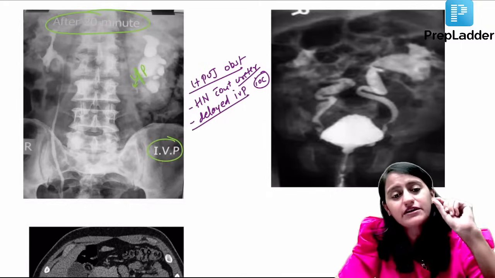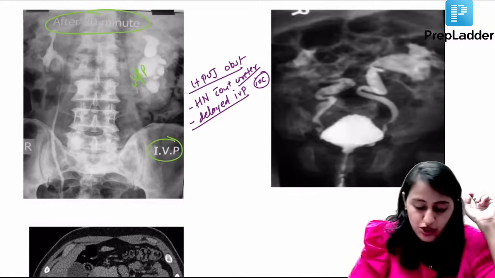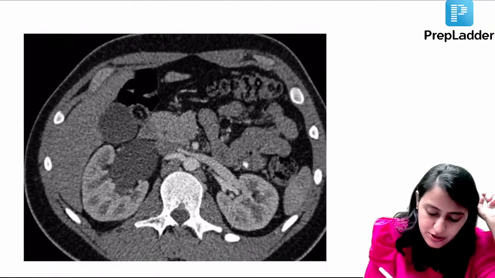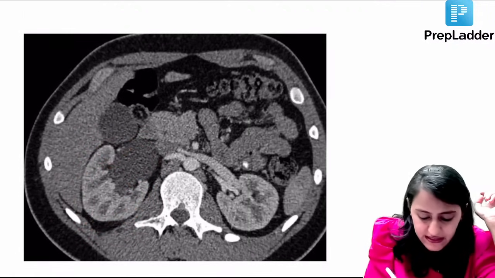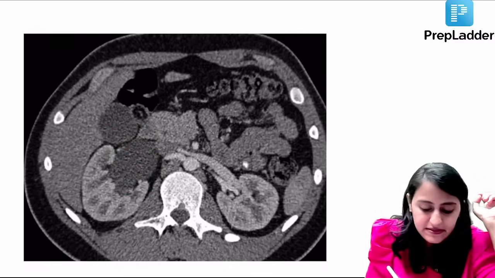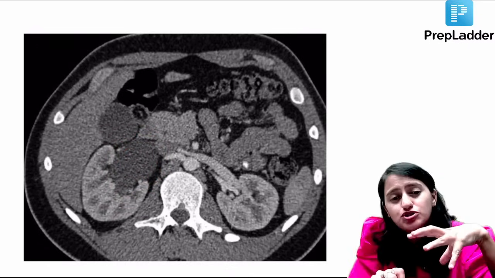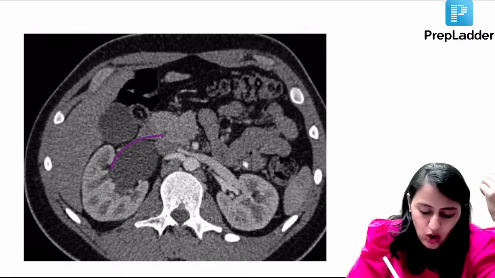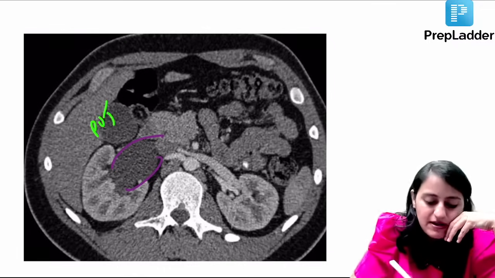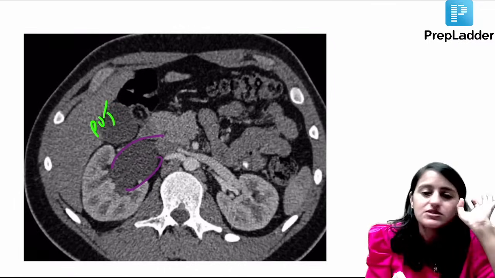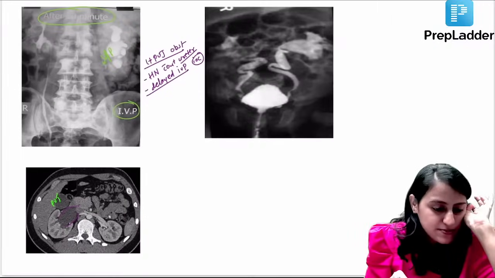Is this clear with everyone? So this is PUJ obstruction. Look at this CT also. This is the kidney. This is the pelvis of the kidney. You can see that it is dilated, right? So a dilated pelvis, PUJ obstruction will look like this on the CT. You see the images ahead, you will see that the ureter is not dilated. The ureter is very small.